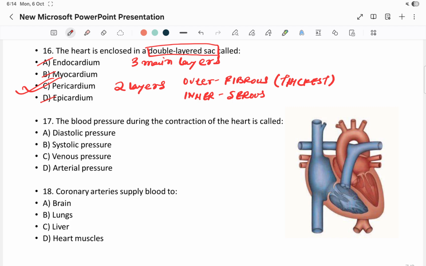The blood pressure during the contraction of the heart is called. So what is blood pressure? Blood pressure is the force of the blood pushing against the walls of arteries when the heart pumps blood throughout the body. So we can measure two blood pressures, systolic blood pressure and diastolic blood pressure.